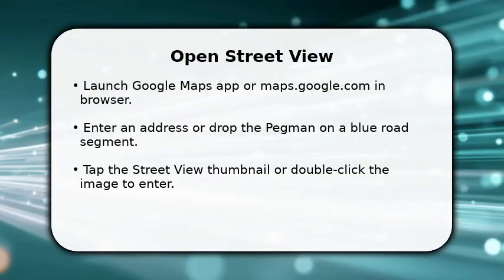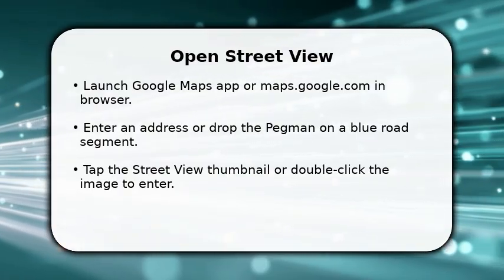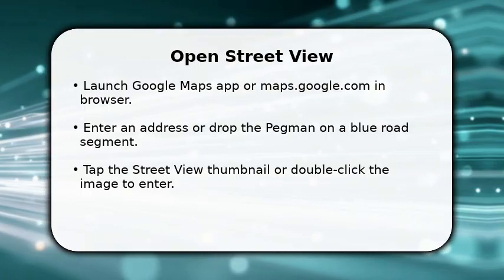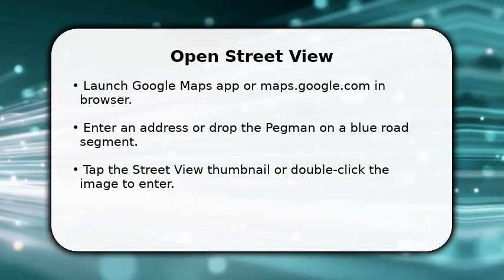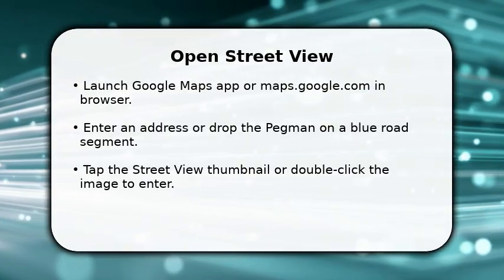You start by getting into Street View quickly. Open Google Maps on your device and search the address you want. Once the map shows blue lines or a thumbnail, drag or tap the pegman to drop onto a street. This places you into Street View.